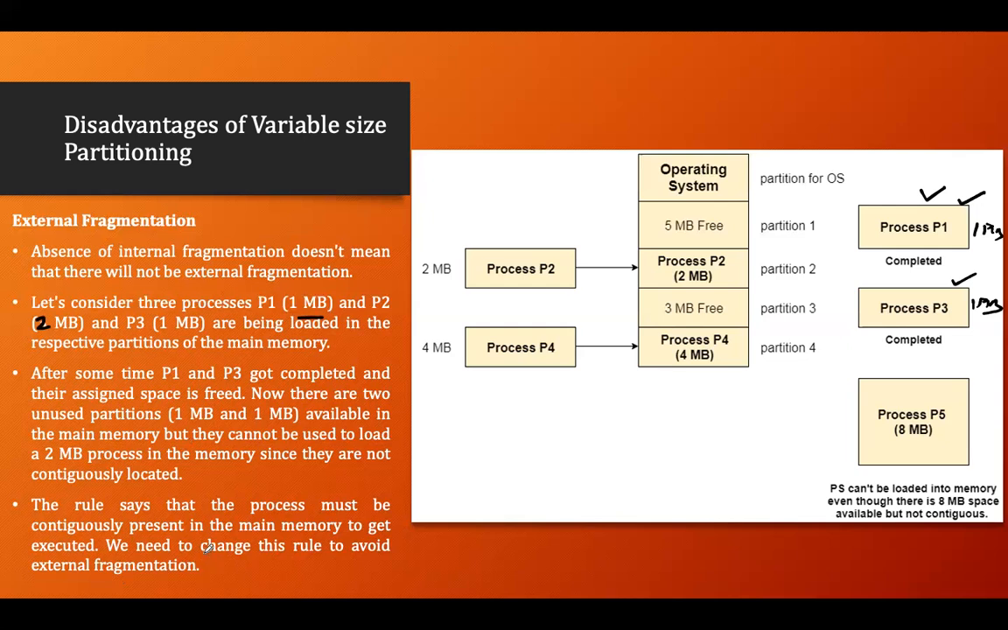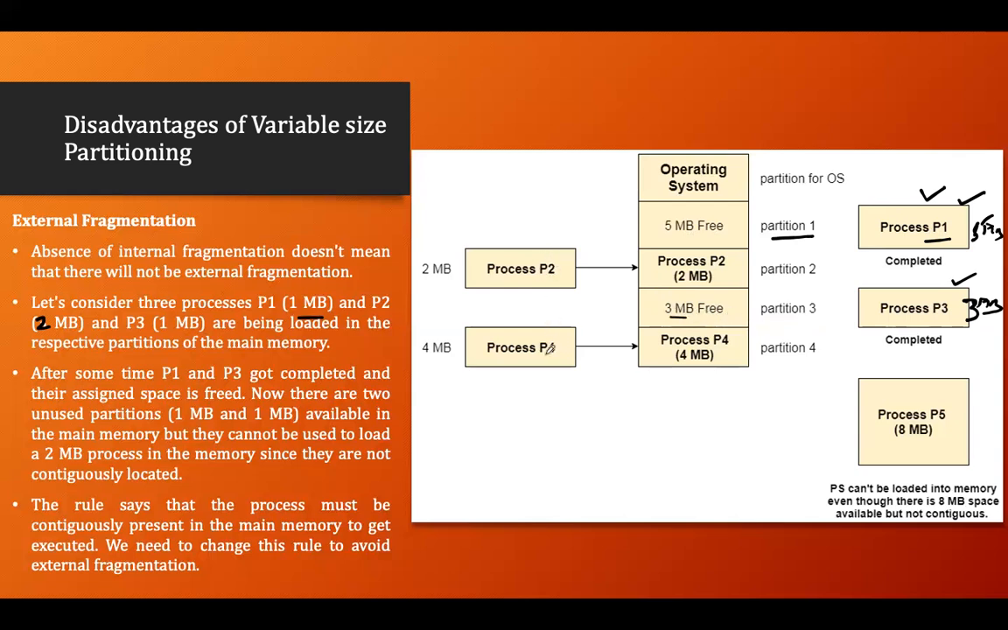Now, come to this particular example. Assume that partition 1 is allocated to P1 and the size is 5 MB. Partition 3 will be accommodated to process 3 and the size was 3 MB. Now, P1 has done its process, so 5 MB is free right now. P3 has done its process, so 3 MB is free right now.